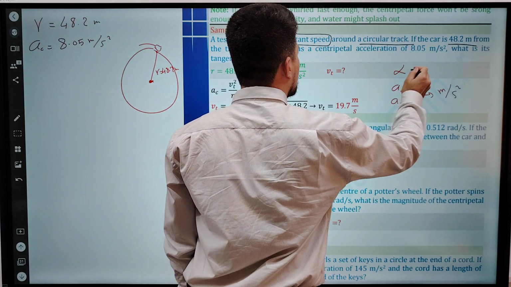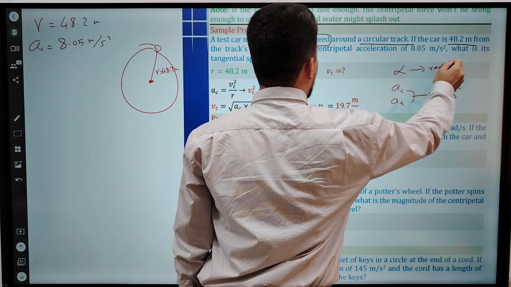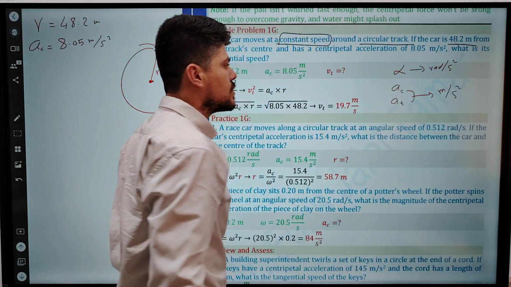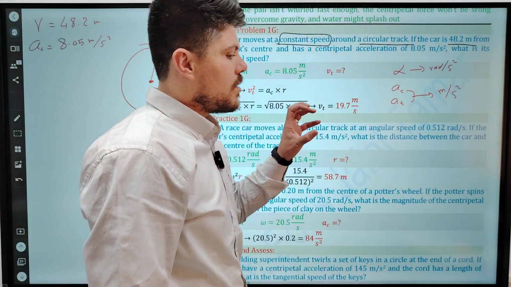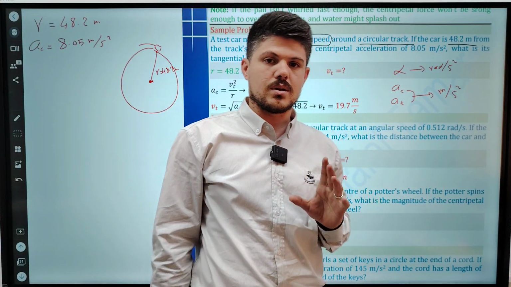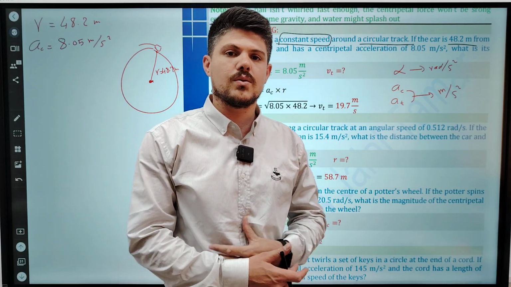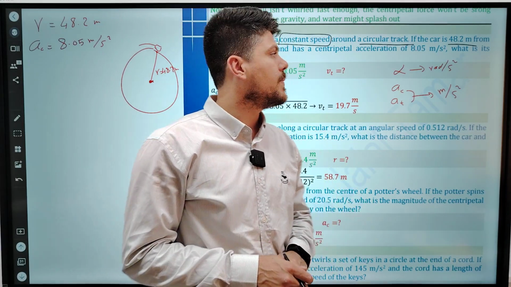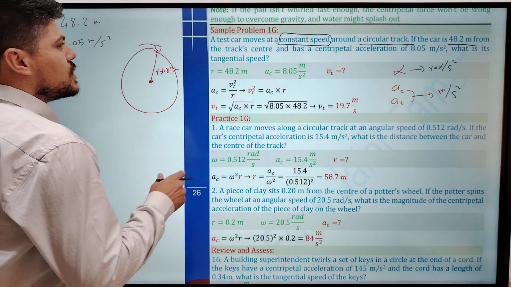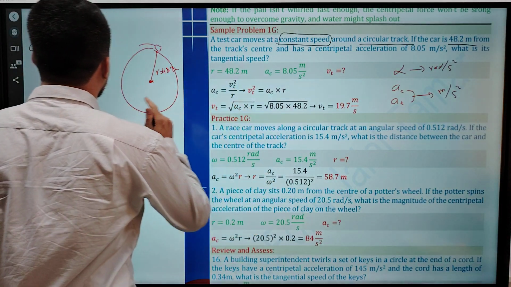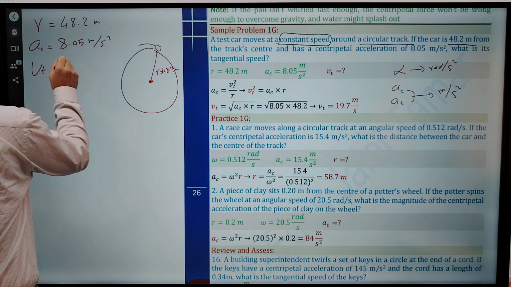But alpha is measured in what? Rad per second squared. Recognizing the units is very important for students, because you can recognize any physical quantity by its units, okay? What is the tangential speed? What is unknown? Tangential speed.